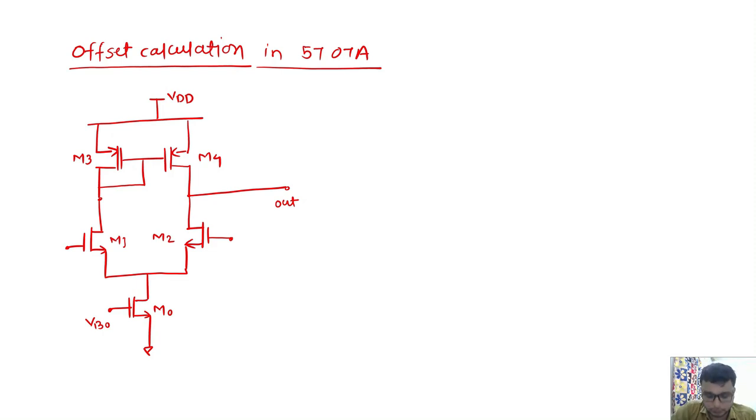So okay, till the previous video we have calculated the input referred noise for the 5 transistor OTA, and we analyzed the individual transistors' contribution to the output noise, then we referred it to the input.